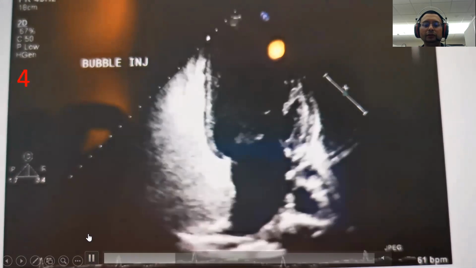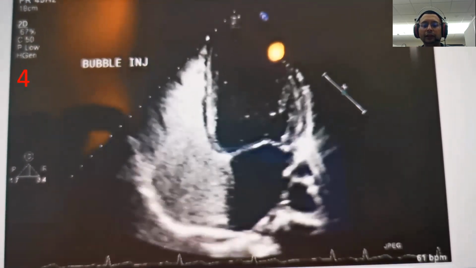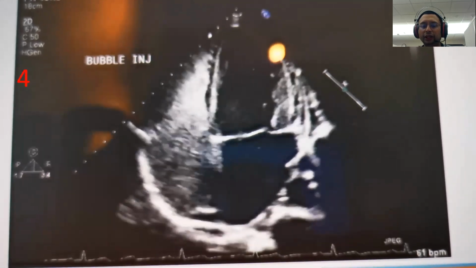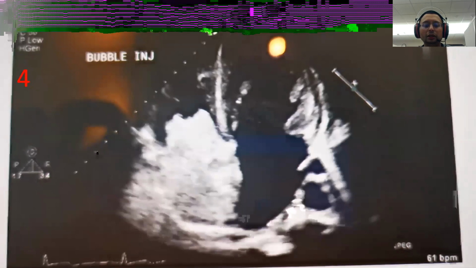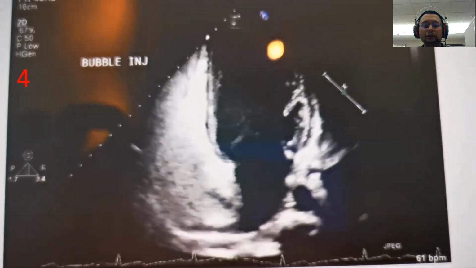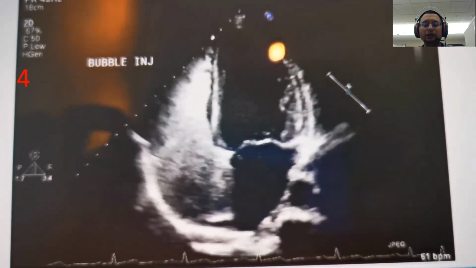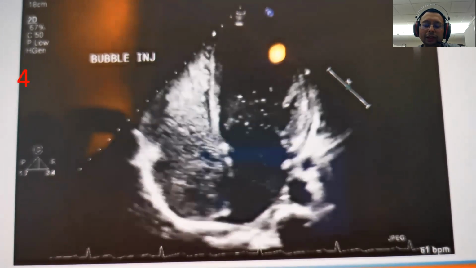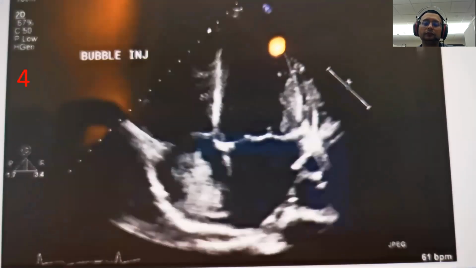One beat, two beats. Then it comes, then it goes and fills in. You want to see one more time from the start to the bubble filling in? Start. This is the bubble filling in. All right. So anyone want to jump in with the diagnosis? Atrial septal defect.